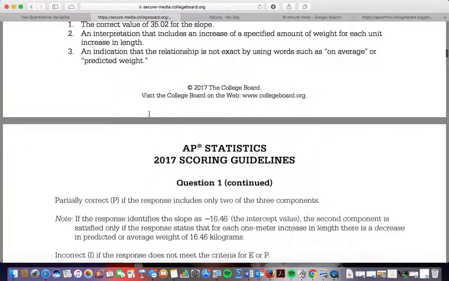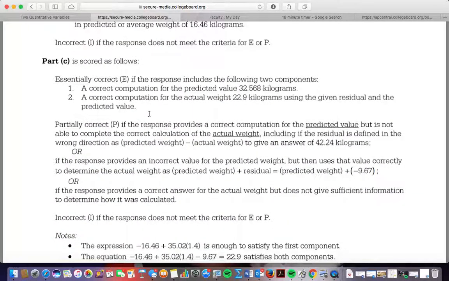Let's see what you had to do to get the full credit there. You had to have a correct computation for the predicted value of 32.568, okay? And you had to have a correct computation for the actual weight of 22.9 using the given residual and the predicted value. So you had to have the right measurement. You also had to show the work, which is not on here, but you've got to show the work. If you did those 2, you're good. If you did one of those 2, that's a P. If you did 0 out of 2, that would be an I, okay? Cool. Questions on that?